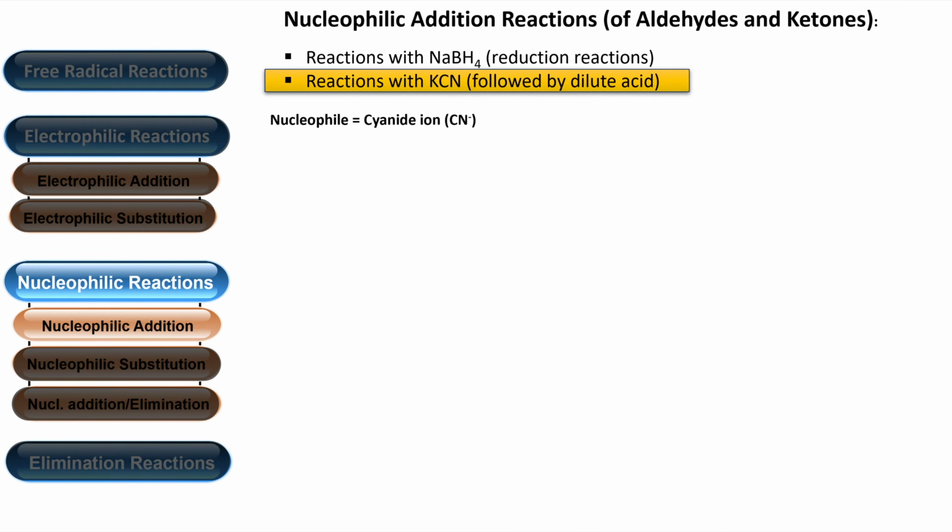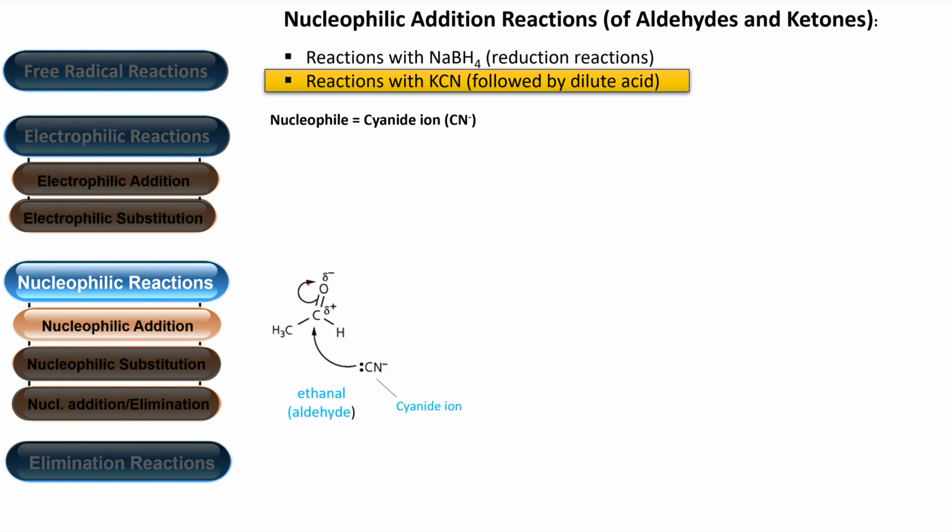The nucleophile in this case will be the cyanide ion, CN negative. Again, we have ethanal, which is an aldehyde, but the nucleophile in this case is the cyanide ion, which carries a pair of electrons. So it donates a pair of electrons to the carbon and therefore makes a bond with the carbon. But at the same time, the bond between the carbon and oxygen is broken.